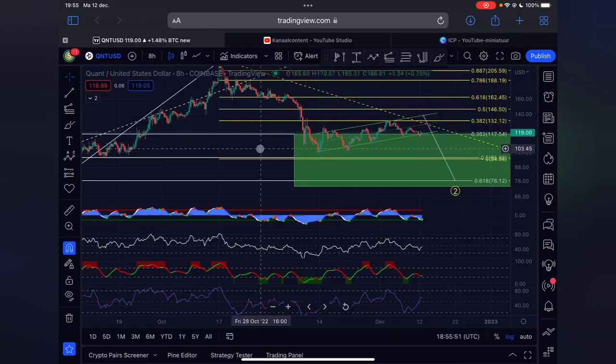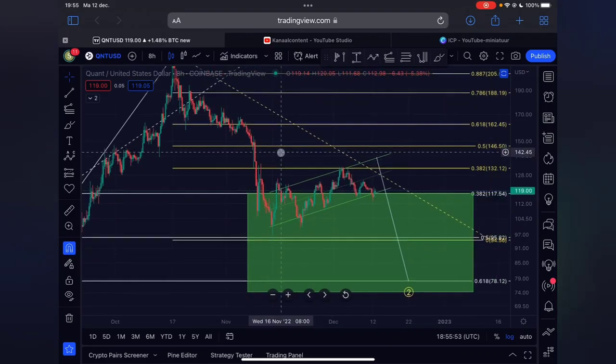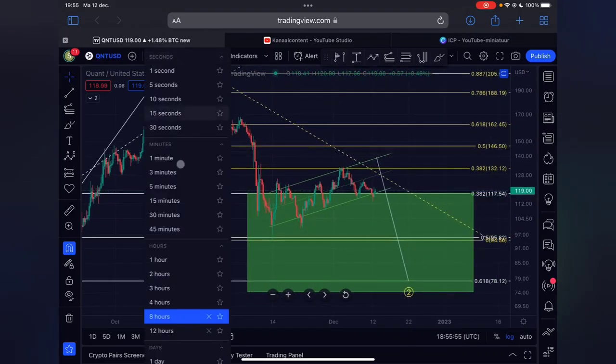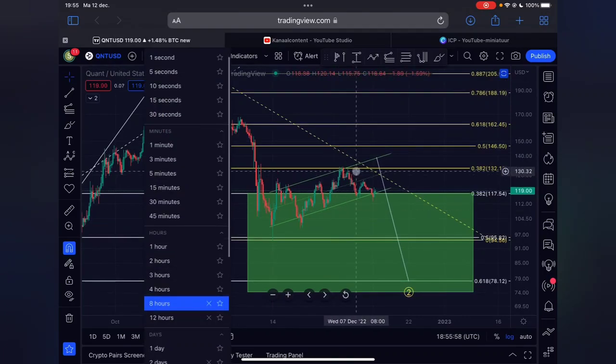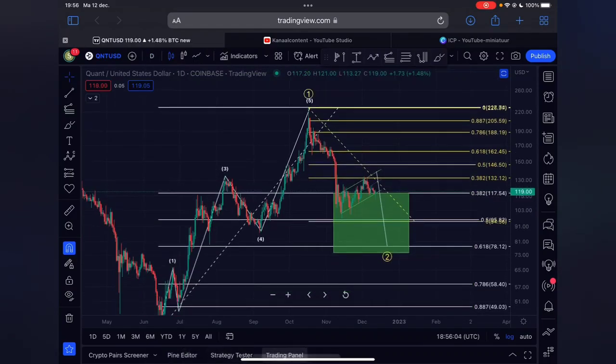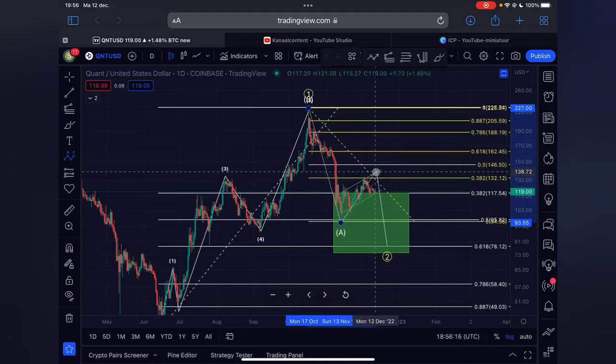So overall, my view in the immediate short term, I'm bearish on Quant. As long as we are below 162, I have to stay bearish. And I have to assume that this ABC correction within this Wave 2 here is not over yet. So if I draw that out for you guys, this could be an A wave to the downside. This could be simply a B wave to the upside, and there will be another C leg to the downside. This is the overall most realistic scenario.